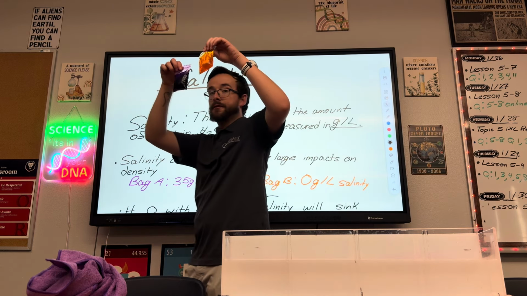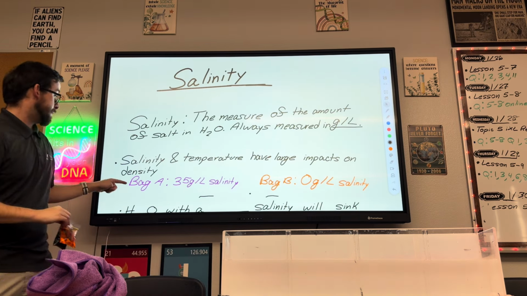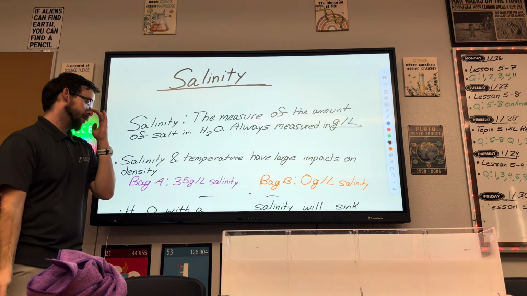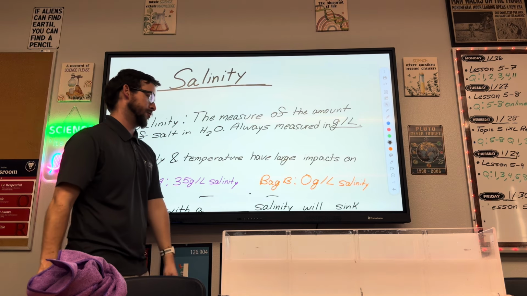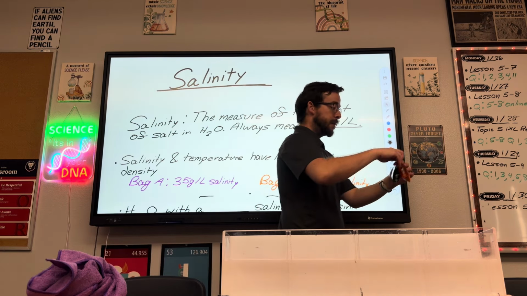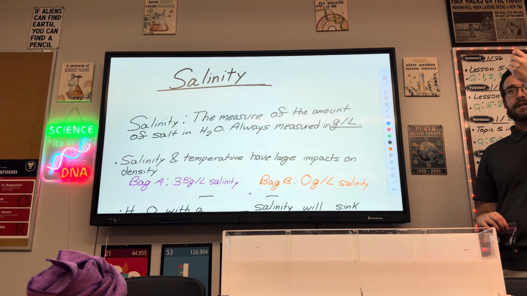And I've got 2 colors. Here's purple, here's orange. My purple bag is as salty as the ocean is. It's 35 grams per liter of salinity. On average, that's how salty the ocean is. And then bag B is just like our tank. Nothing special about it, just some tap water.